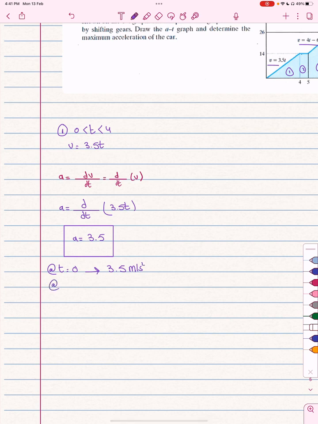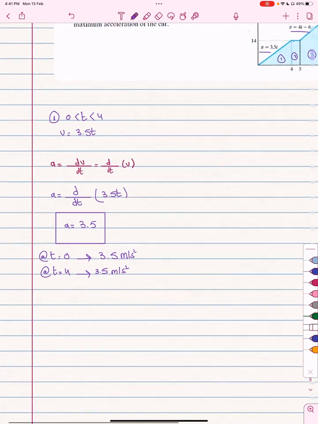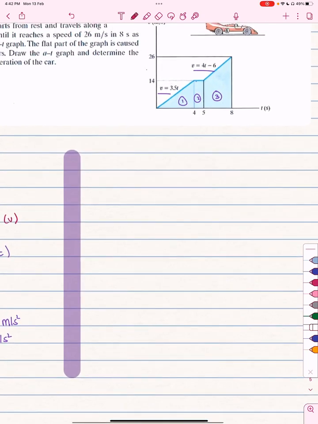And at time equals 4, acceleration will still be 3.5 meter per second square. And now we will go for the second period of time. It starts from 4, stops at 5.